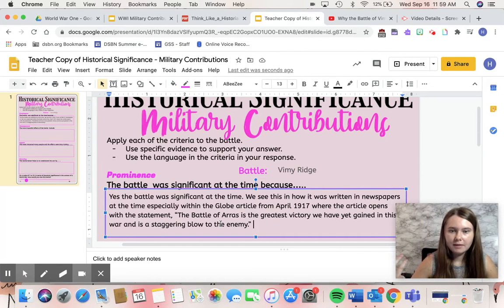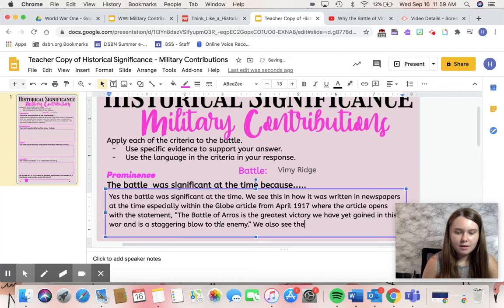What else? Well, we can add to this. Why else was this maybe significant at the time? We know from our video and from the Veterans Affairs article that this is the first time all 4 Canadian divisions have come together. So that would have been a significant moment for the Canadian military at the time. So we can say, we also see the significance at the time with the fact that it was the first time all 4 Canadian corps fought together.